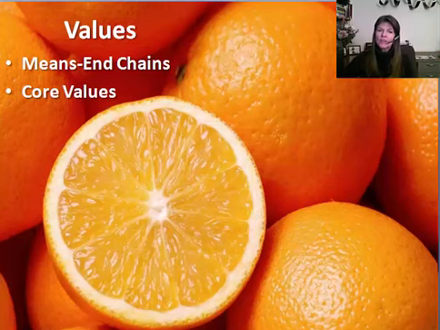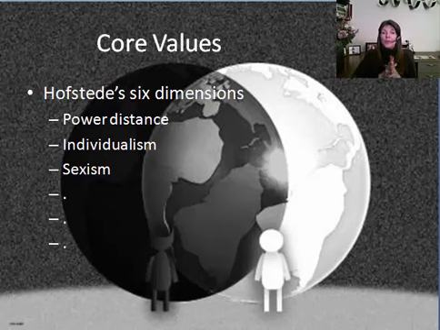Now, values can change over time and from person to person, but core values, not so much. Core values are relatively pervasive and enduring values across the culture. Geert Hofstede, this is your next researcher's name to learn, identified 6 dimensions or categories of core values in cultures, and each of these contain many core values or traits. So let's look at these 6 dimensions or categories.